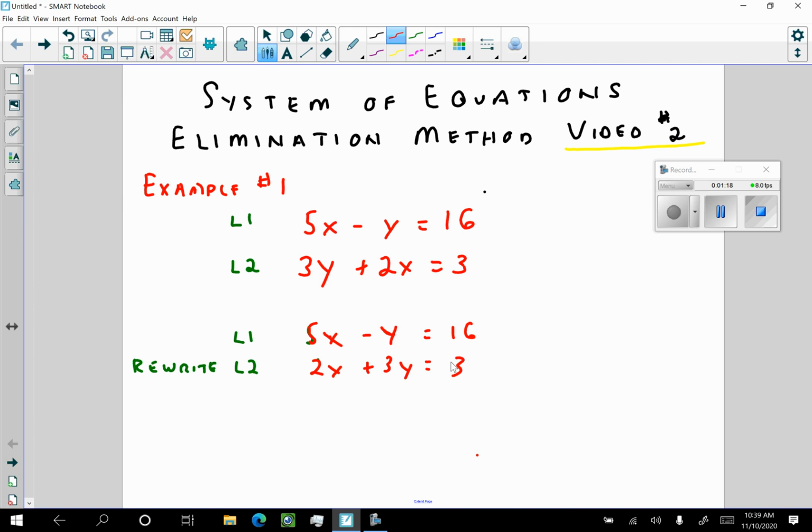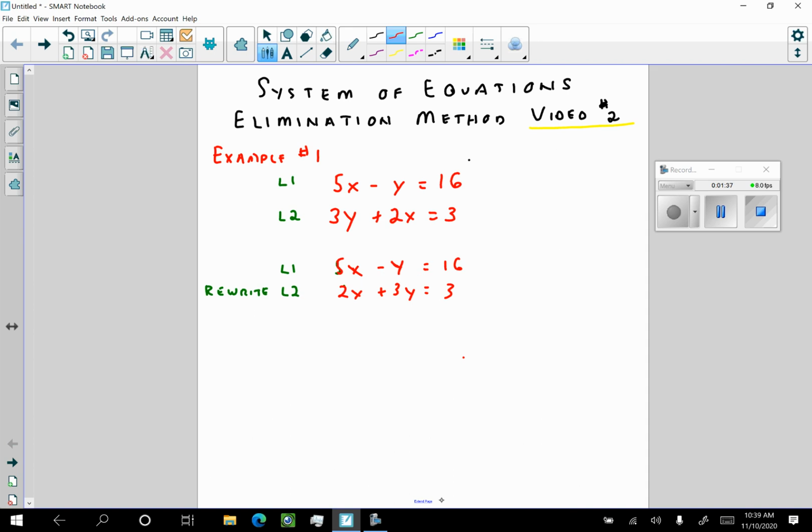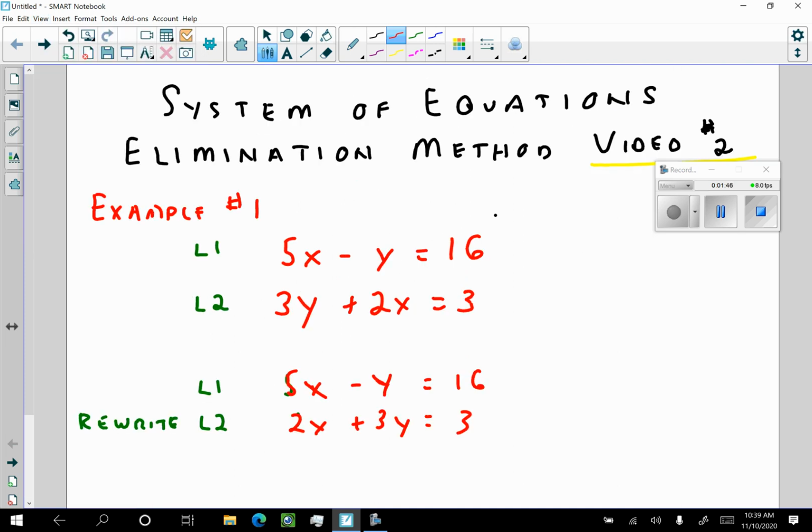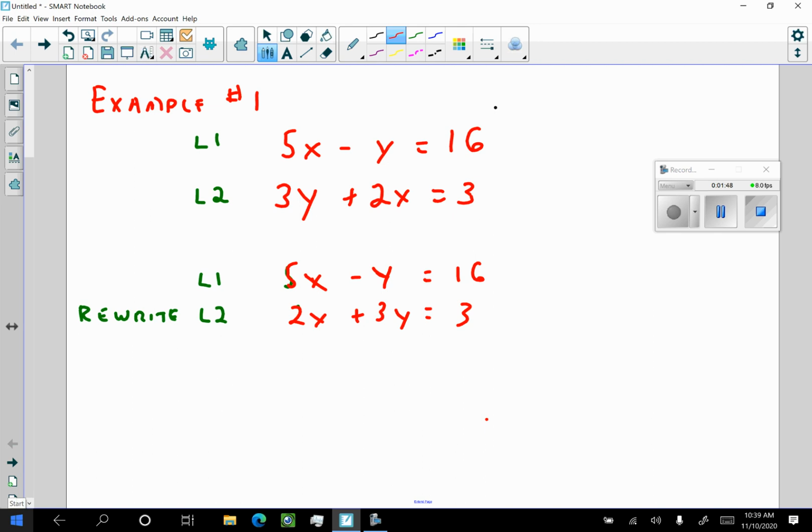And now I notice I want to have a magic number. I want to be able to add those equations together so that one of the variables is eliminated. It looks like if I multiply L1 by 3, that would make it so that the y's could be eliminated. So let me make sure I am zoomed out as much as possible. That's exactly what I'm going to do.